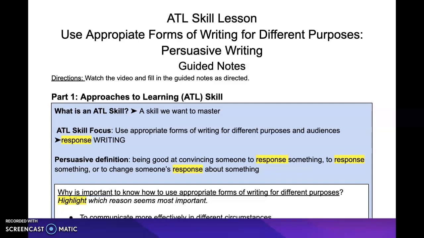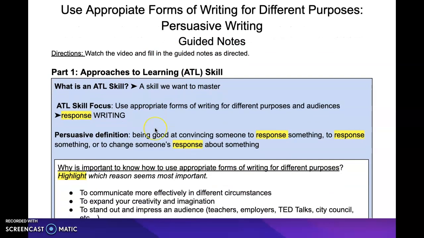Hi everyone, this is an ATL skill lesson, and by the end of this you should know how to use appropriate forms of writing for different purposes, and our focus is on persuasive writing. These will be your guided notes, and you should have this in front of you.